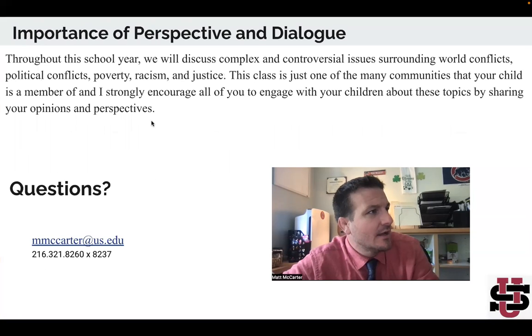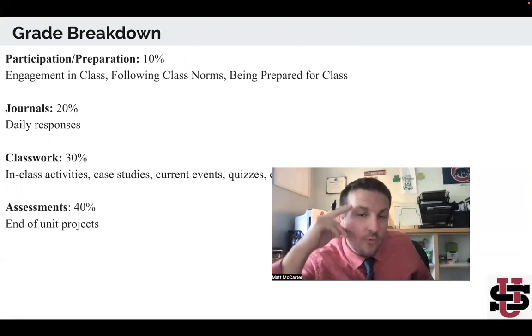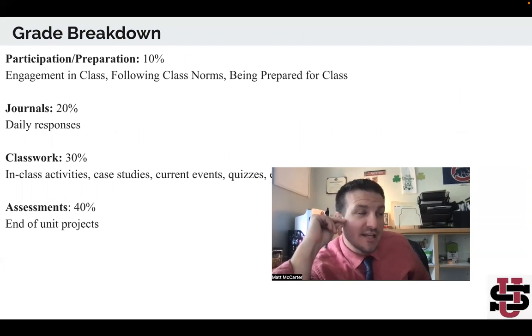I'll talk a little bit more about each of those units in depth when we get into our next slide. Oh, I want to make sure I'm not eating up too much of the time here. It's a breakdown of 20, 10, 30, and 40 percentage-wise for our grades. So I'm going to start at 10.